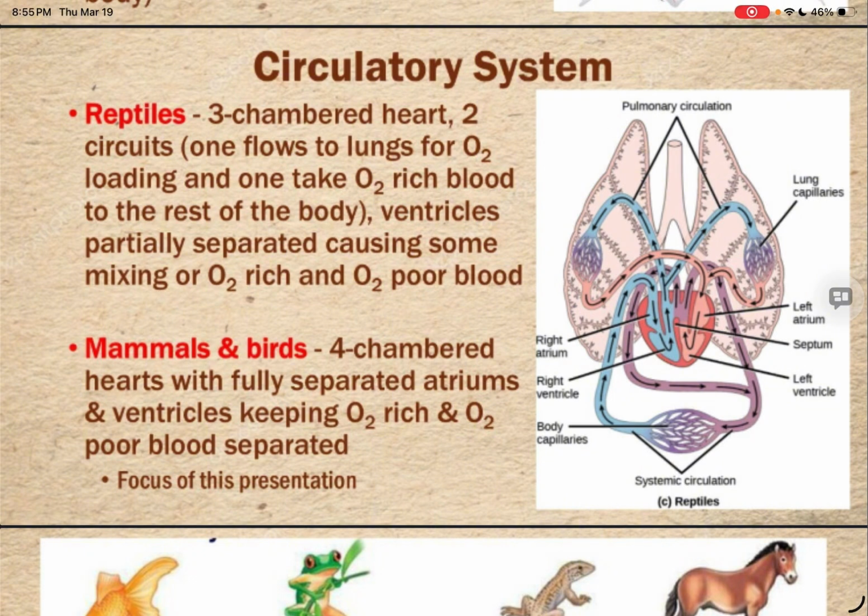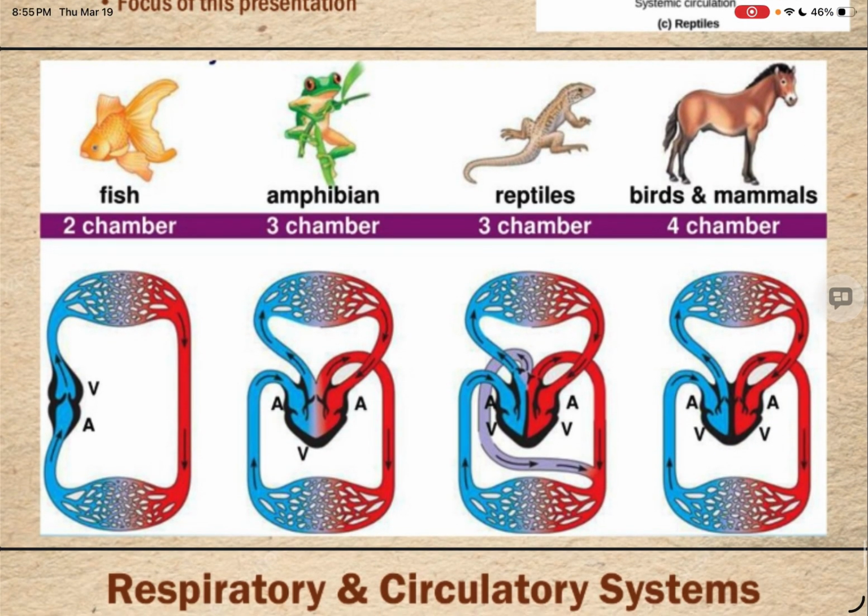They also have ventricles, which are partially separated, causing some mixing of O2-rich and O2-poor blood. And then finally, our mammals and birds have four-chambered hearts with fully separated atriums and ventricles that keep the oxygen-rich and poor blood separated. And again, this has been our focus of the presentation. Feel free to pause and take a closer look at the different systems.